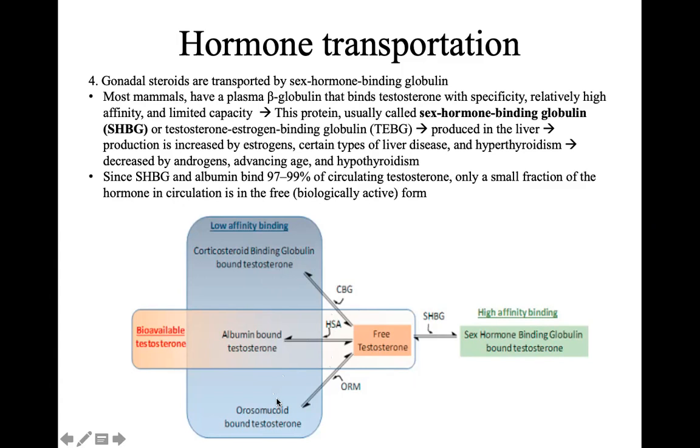They are not specific. However, when these are converted into the free testosterone, unbound testosterone, testosterone that is not bound to any albumin or corticosteroid or orosomucoid, the free testosterone can bind with very high specificity or high affinity to the SHBG. So this is the transportation. What happens if you have this free testosterone bound to any of these four transport proteins?